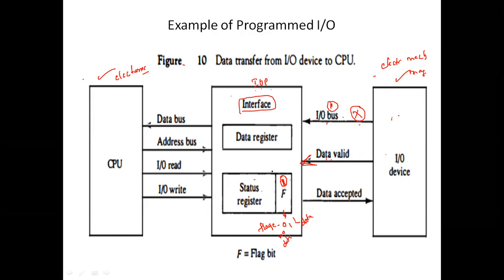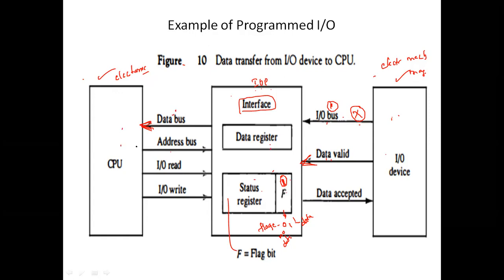So now that data is going to be placed in the data register. After setting the flag, the data is kept in the data register. After placing the data on the data register, we send a signal to the data bus to the CPU. Fine. So here the data is sent through the data bus to the CPU.